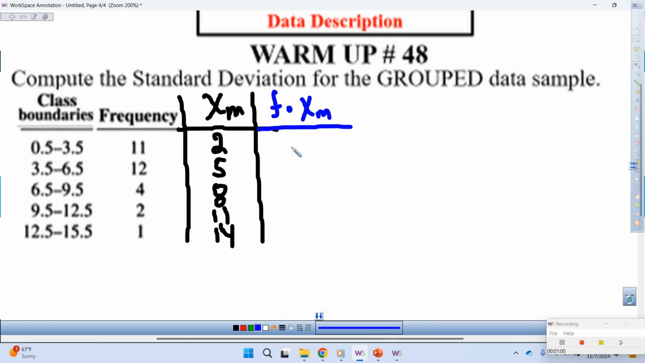So we got 11 times 2. That's 22. 12 times 5, that's 60. 4 times 8, that's 32. 2 times 11, that's 22. 1 times 14 is 14. All right. Not bad, not bad. Yeah, you guys are pretty good. You guys remind me of me in kindergarten.